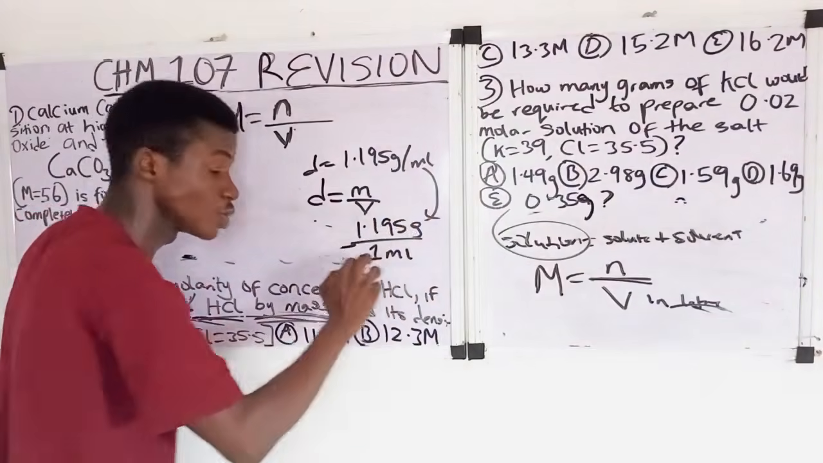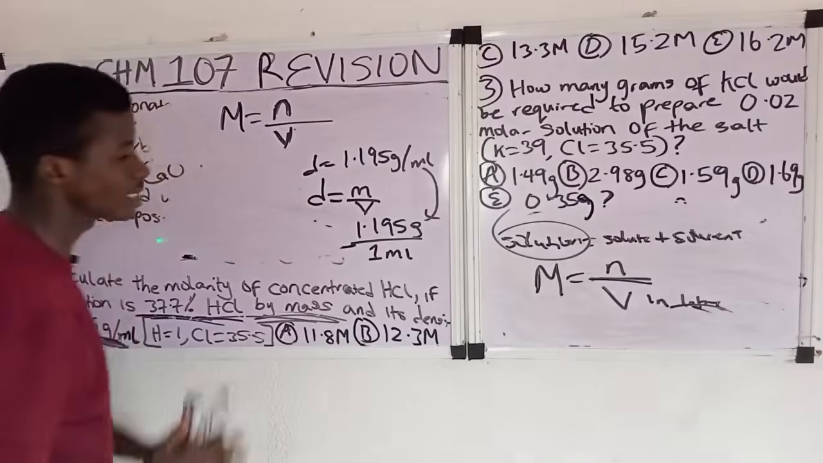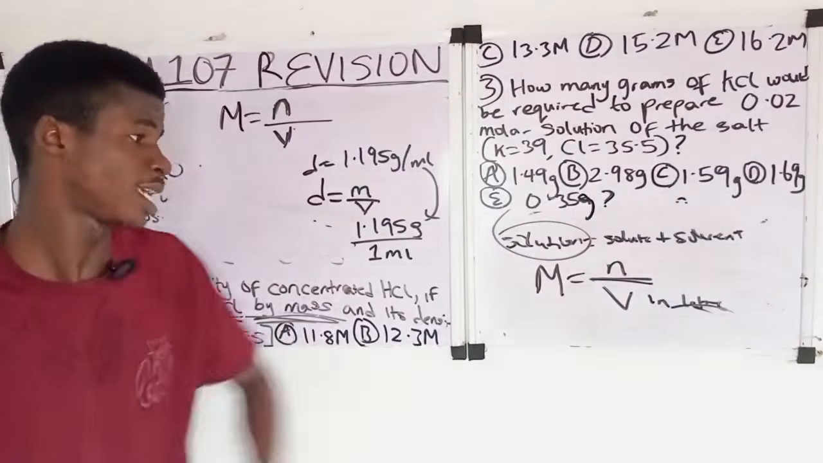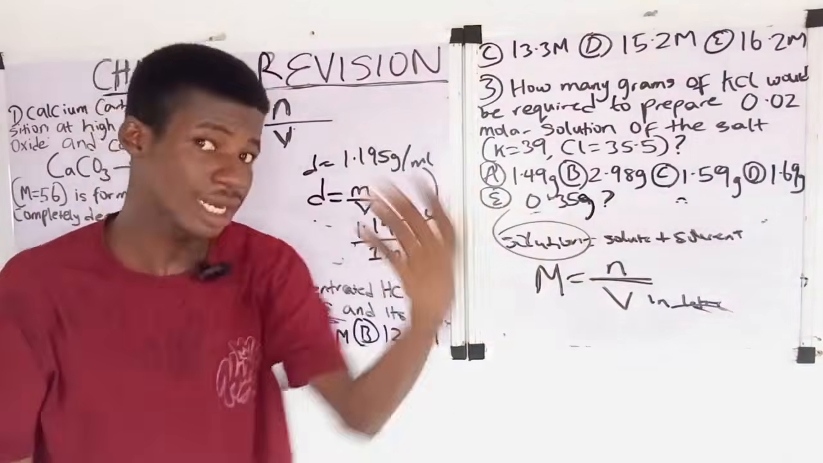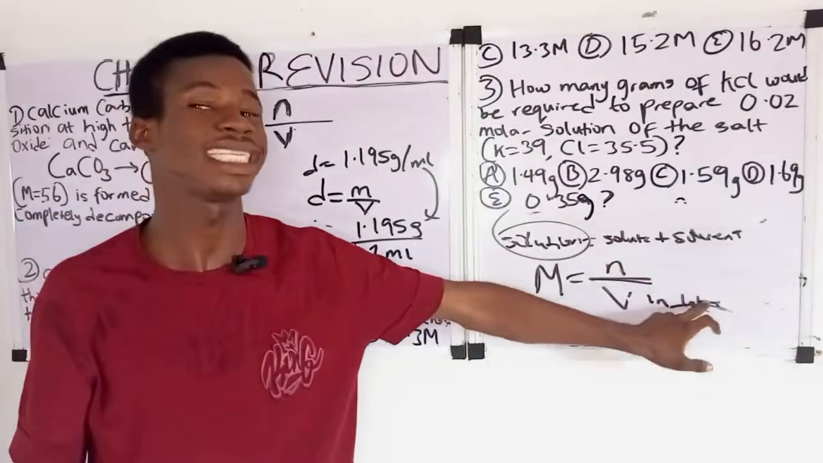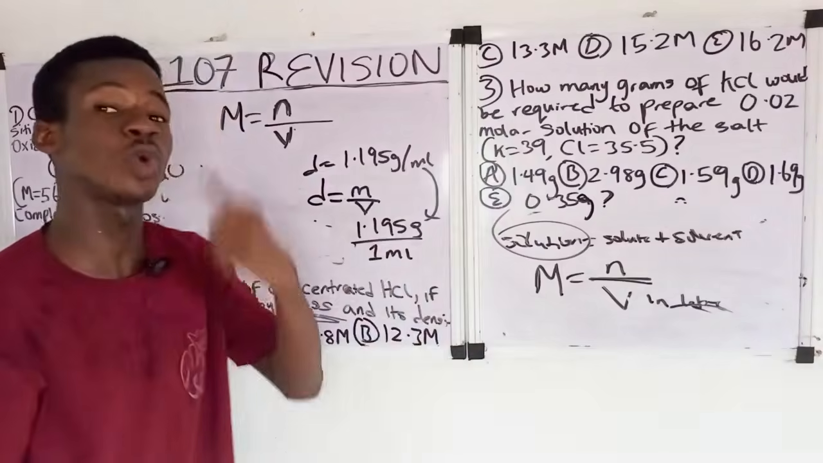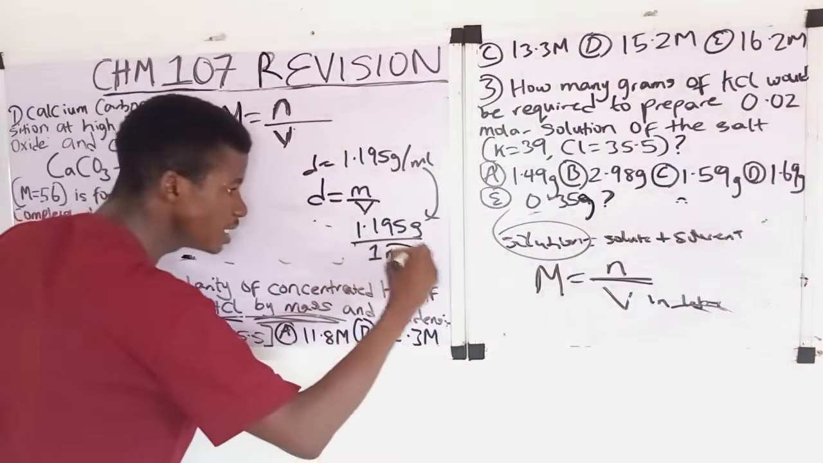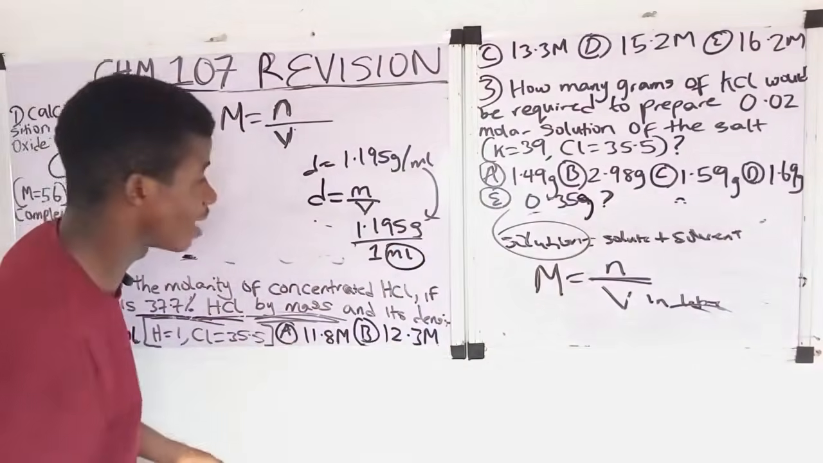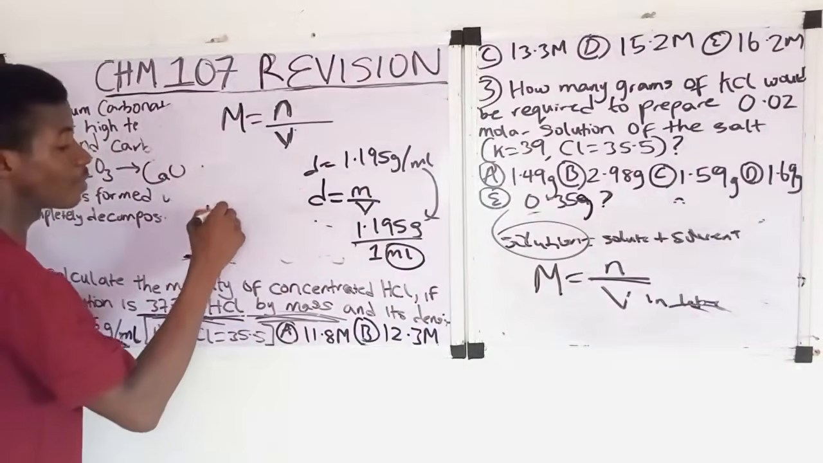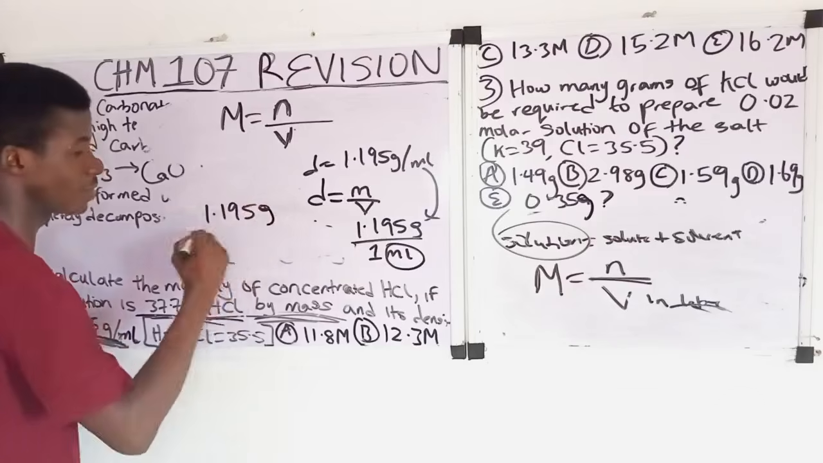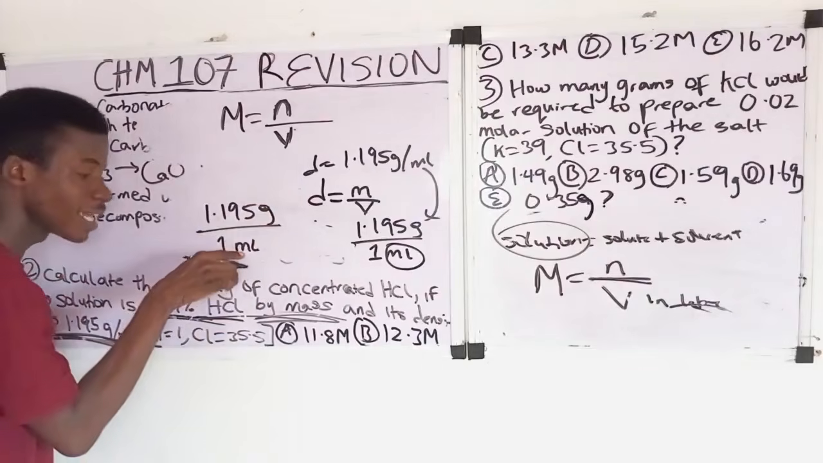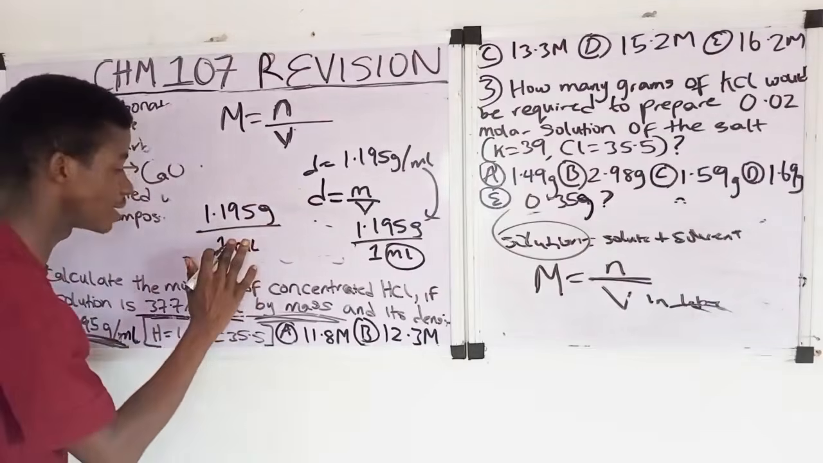1.195 gram dividing 1 mil, right? Yes. Now if we continue, remember I told you that volume in molarity is always in liter. Therefore, this milliliter, we need to convert it to liter, right? Yes. So 1.195 gram dividing 1 milliliter. Now, don't forget that a milliliter is what?